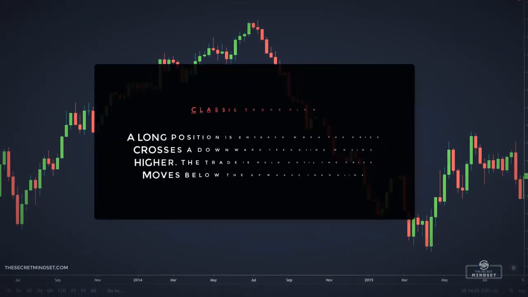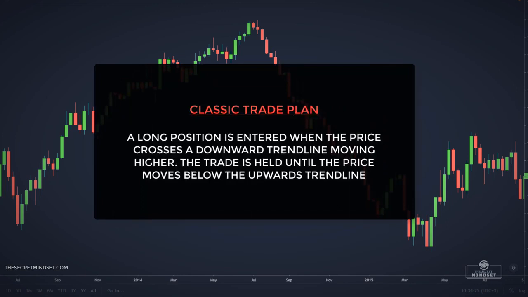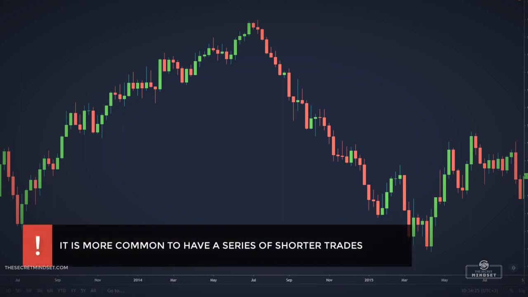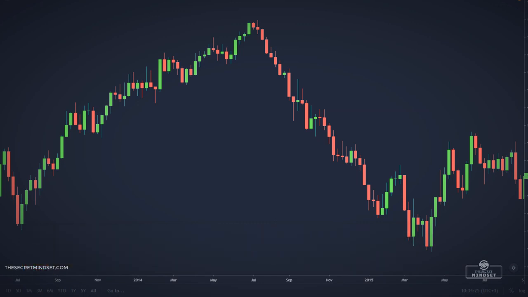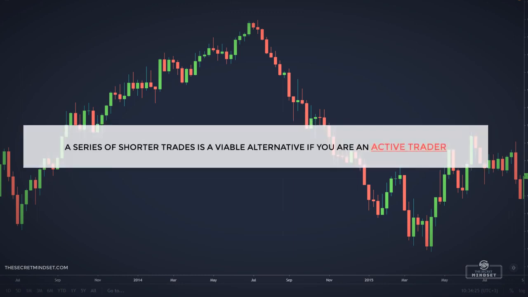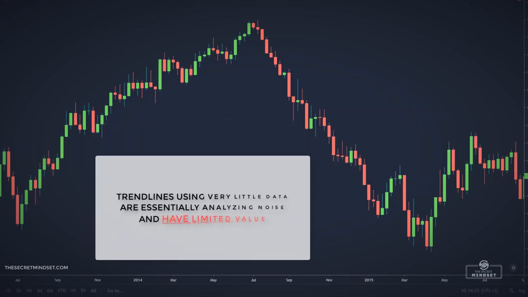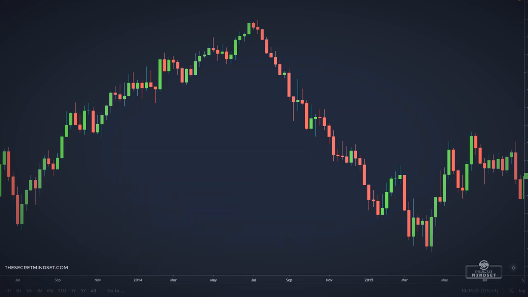A long position is entered when the price crosses a downward trend line moving higher. The trade is held until the price moves below the upwards trend line. However, it is more common to have a series of shorter trades, while the biggest profits come from holding one position throughout a sustained trend. A series of shorter trades is also a viable alternative if you are an active trader. Just be aware that trend lines using very little data are essentially analyzing noise and have limited value.